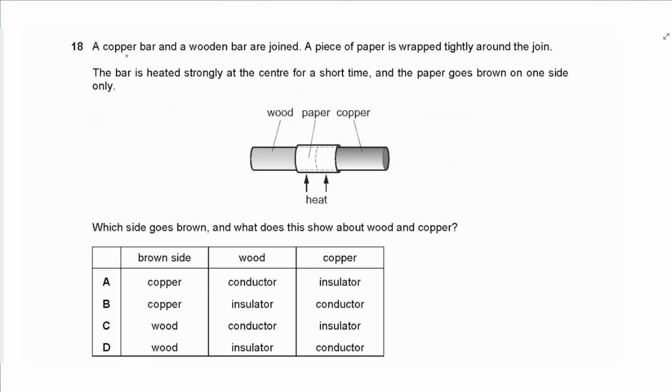Question 18 says a copper bar and a wooden bar are joined. A piece of paper is wrapped tightly around the joint. The bar is heated strongly at the center for a short time and the paper goes brown on one side only. Which side goes brown and what does this show about the wood and copper? So wood is an insulator and copper is a conductor. So it will dissipate heat quickly. So the heat received by the copper side will dissipate to the right, but the heat received by the wood will not dissipate quickly. So it will keep building up heat in this section and that will burn the paper on the side of the wood. So these are the choices and the common one here is D.